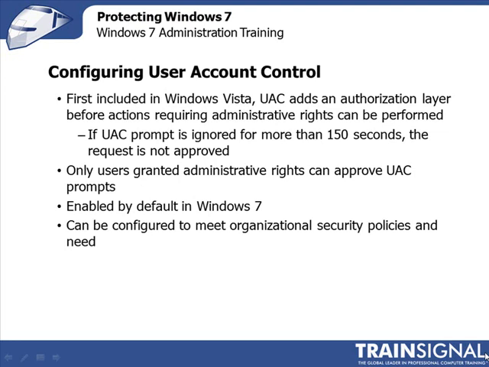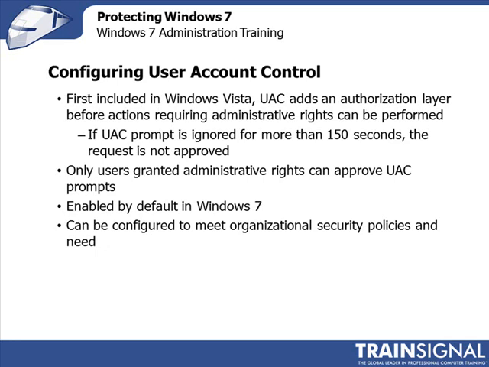Next up is user account control, which Global Mantic will be using pretty heavily. Although user account control can be disabled, Global Mantic will not disable this powerful security capability that was first added in Windows Vista. UAC adds an authorization layer before actions requiring administrative rights can be performed. This can include things like installing software or changing particular Windows settings. If this prompt is ignored for more than 150 seconds, the request is not approved. In other words, it's just like saying, no, I'm not going to allow this to take place.